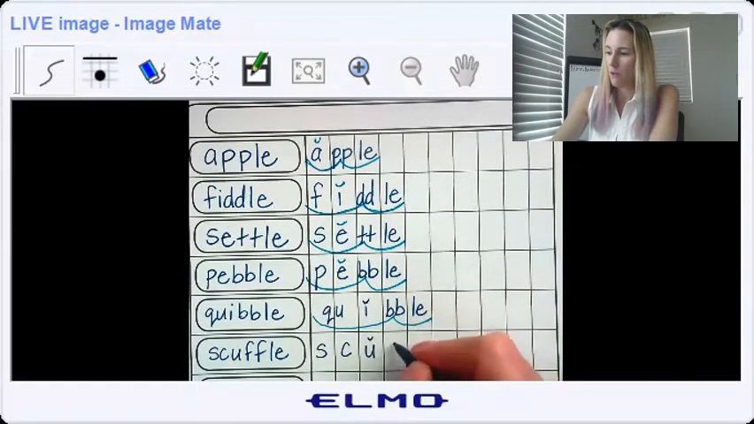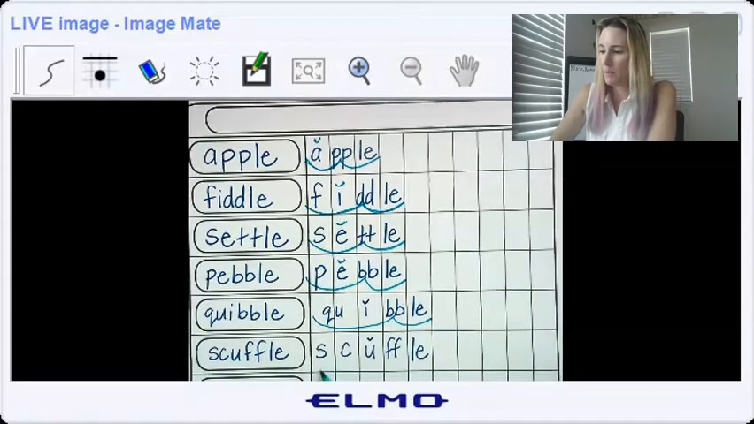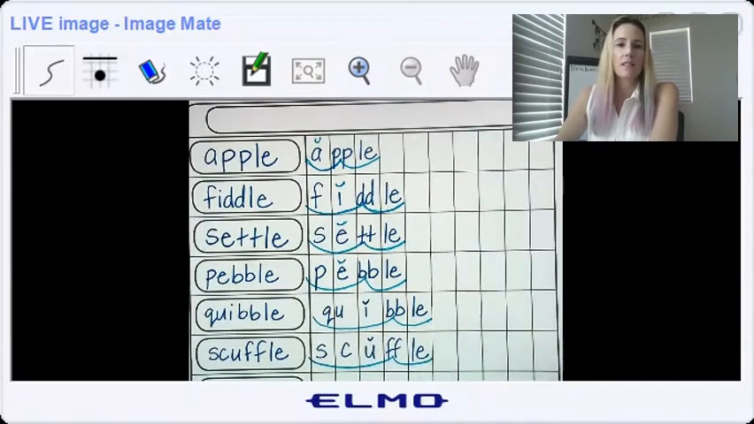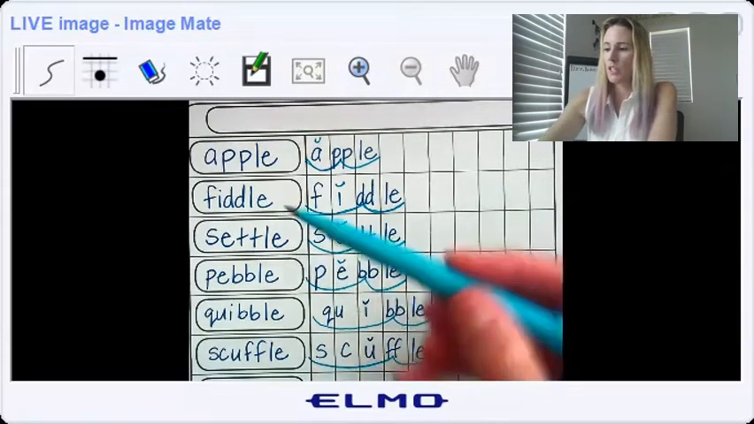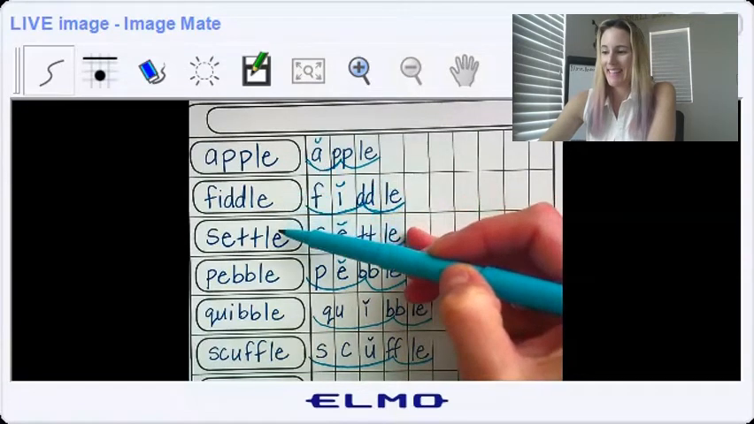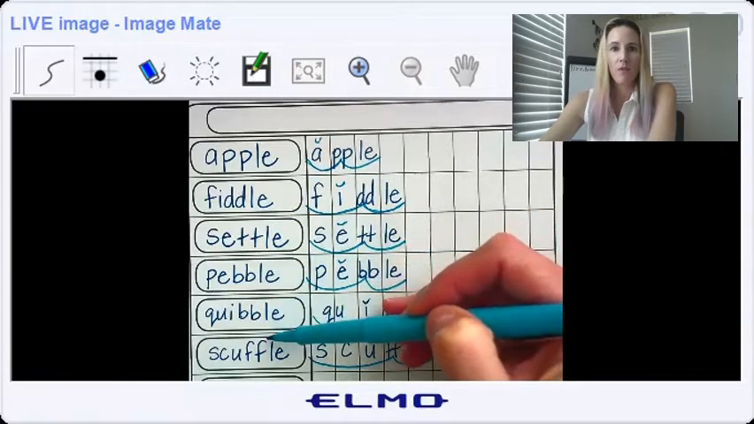Short U, full. Okay, so there's my word. I'm going to split my syllables between my F's, my doubles. Scuff, full. Okay, so what I want you to see here: apple, fiddle, settle, pebble, quibble, scuffle.